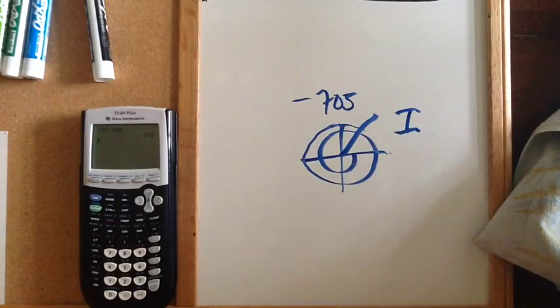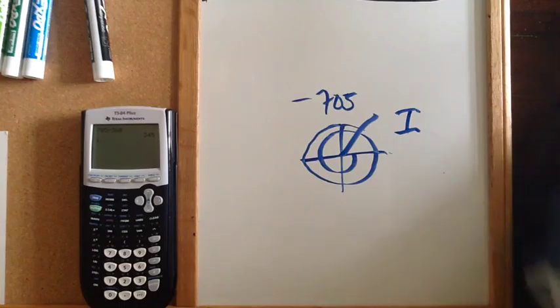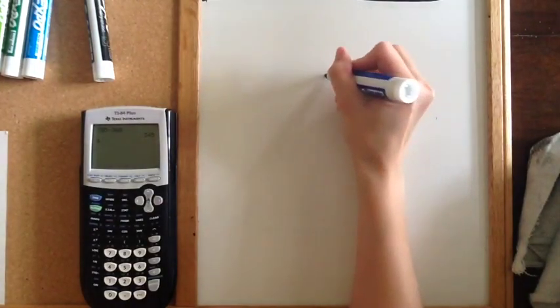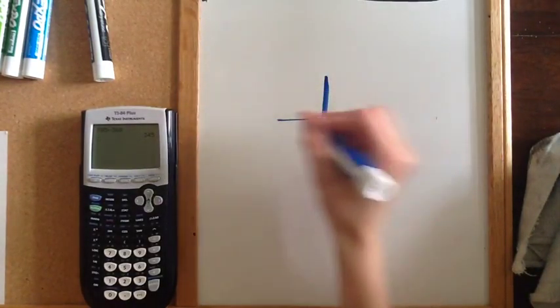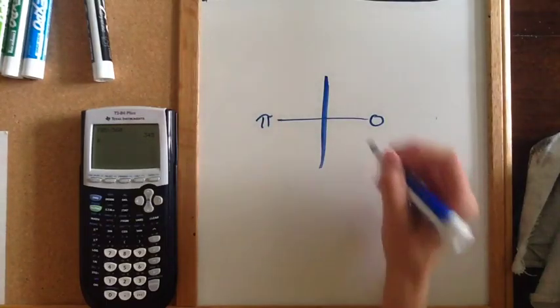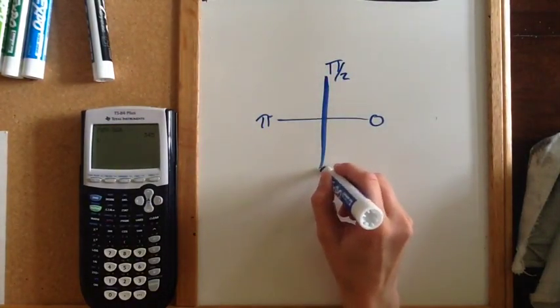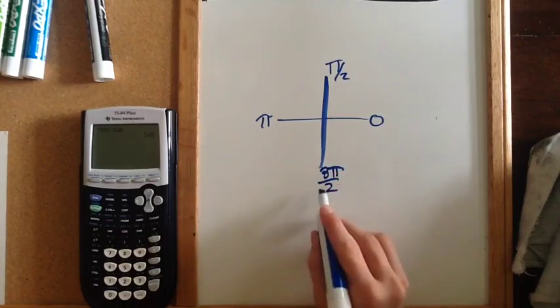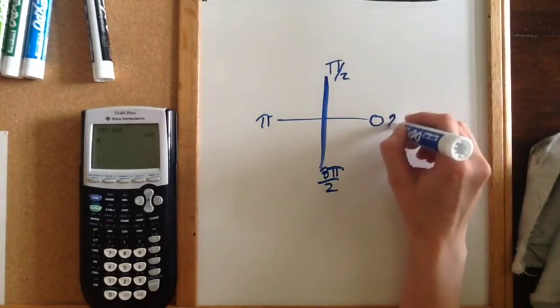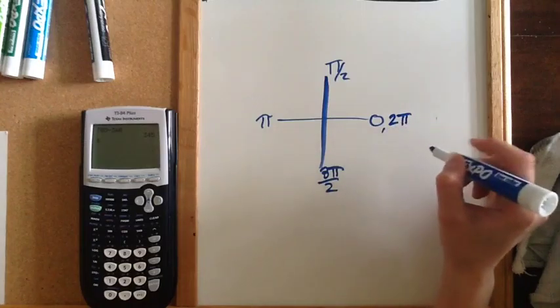Okay. Now, that's with degrees. We also have another measurement system that we call radians. So the specific ones in radians that you want to remember: this is zero, halfway around is pi, which makes this pi halves, and this 3 pi halves, which is also 1.5 pi, and this is 2 pi.